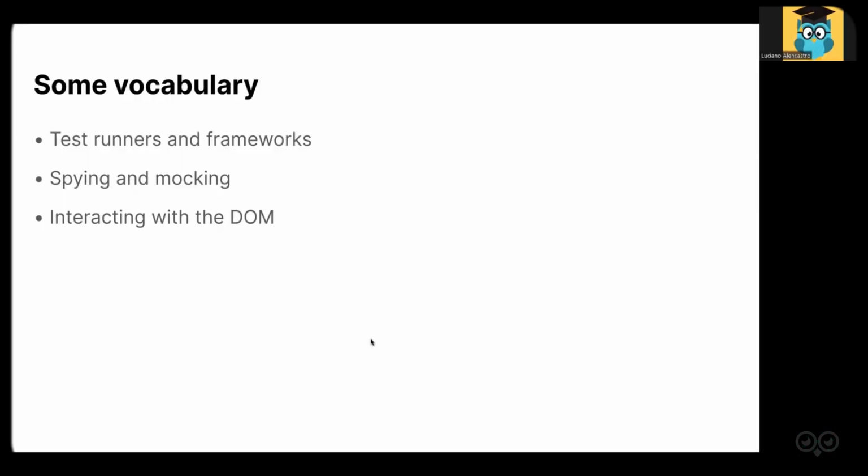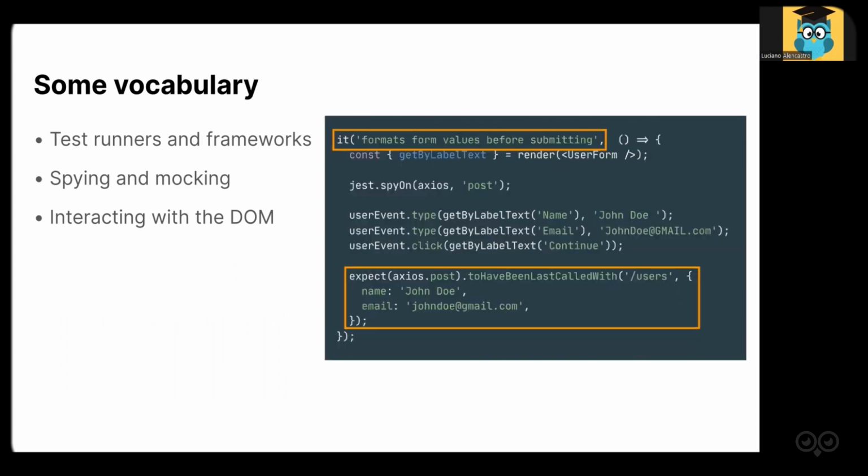Then some vocabulary and some of the tooling that we'll use for testing in the front end. The first thing you need is software that will allow you to write tests that look like this. This is the Jasmine syntax, which is used by a framework called Jest. And the test runner, the primary reason you need it, is just to allow you to write those tests.